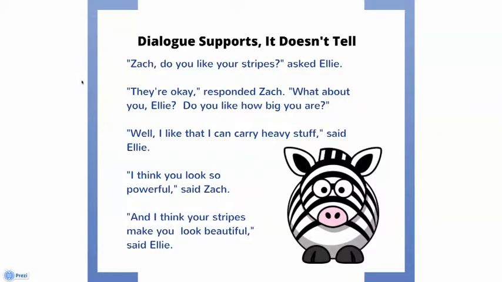Let's take a look at a scenario where dialogue is used too often. "Zach, do you like your stripes?" asked Ellie. "They're okay," responded Zach. "What about you, Ellie? Do you like how big you are?" "Well, I like that I can carry heavy stuff," said Ellie. "I think you look so powerful," said Zach. "And I think your stripes make you look beautiful," said Ellie. Again, this writing, it isn't bad. However, it is a lot of dialogue, and we didn't get a chance to really understand what's going on in the characters' minds, and we didn't get a chance for that extra detail that the author should have added.